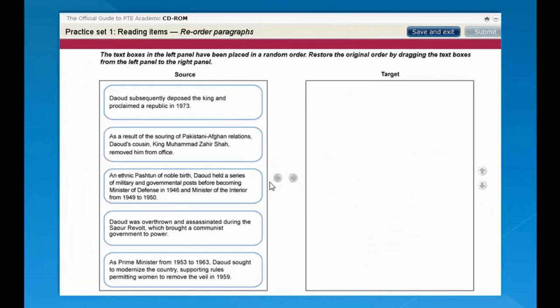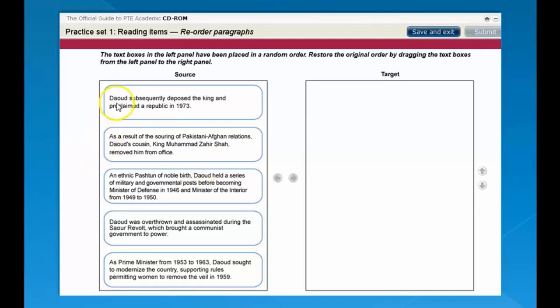Now for reordering the paragraphs. We have text boxes on the left panel that are in a random order. We must now restore the original order by dragging the text boxes into an order that we believe makes sense. Obviously, since this is a PowerPoint, I cannot drag, but I will just number them as 1 or 2.